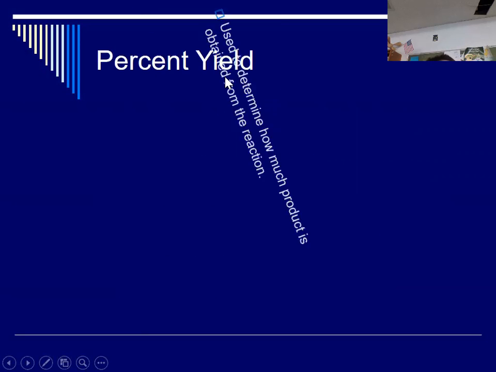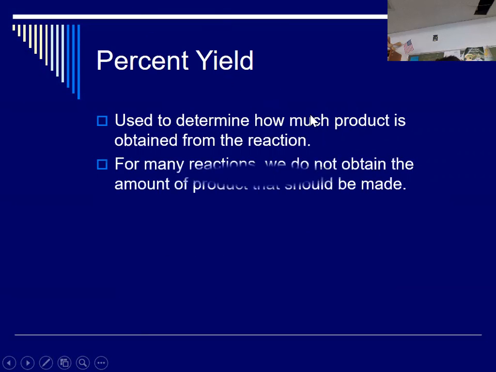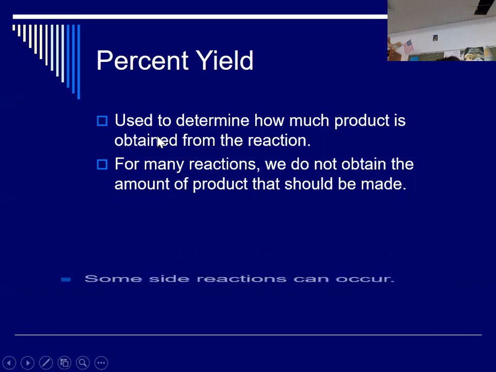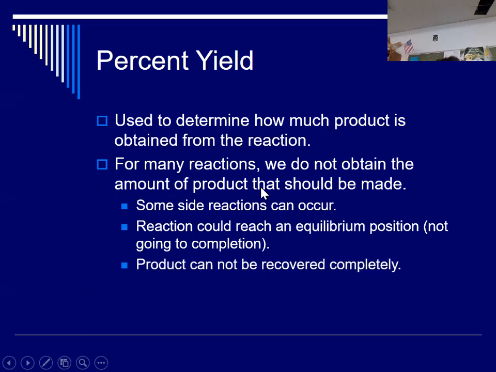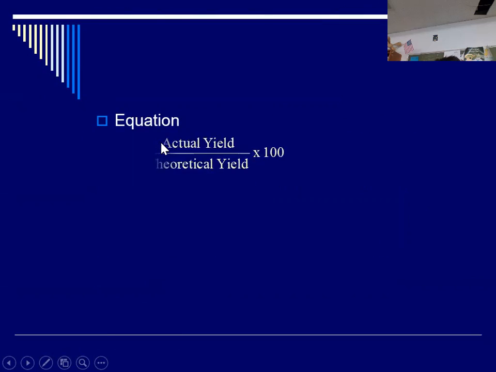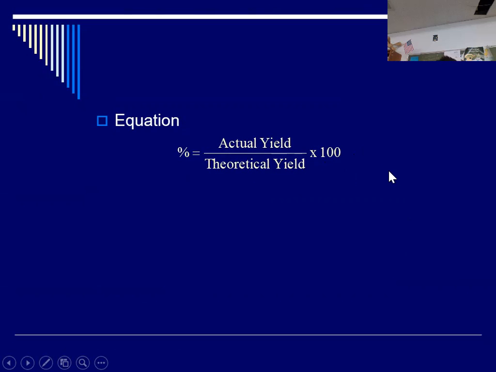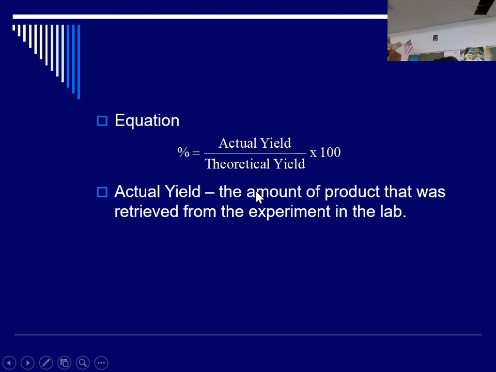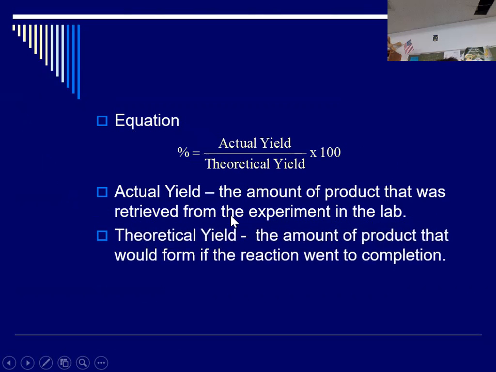The other thing we're talking about today is the percent yield. The percent yield is how much product we obtain from the reaction. Very rarely is percent yield 100. Some things a 30% yield is very good, and other things a 30% yield is very bad. The equation is percent yield equals actual over theoretical. Your theoretical yield comes from your stoichiometry problem. Theoretically, that is what would form if the reaction went to completion. The actual yield is what the chemist got.